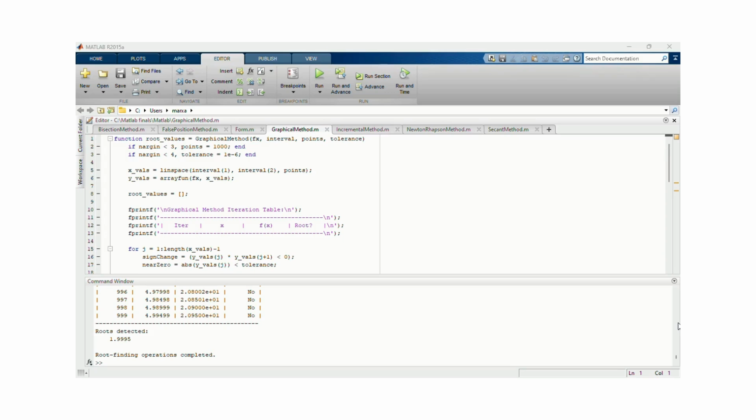Welcome to my numerical methods in MATLAB. Today I will show you the types of methods that I'll be using in MATLAB.